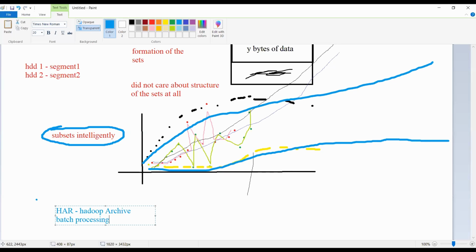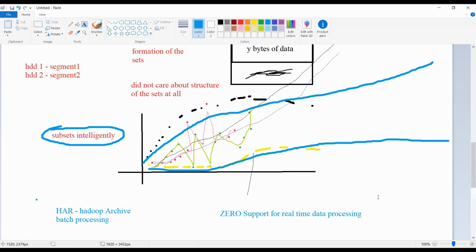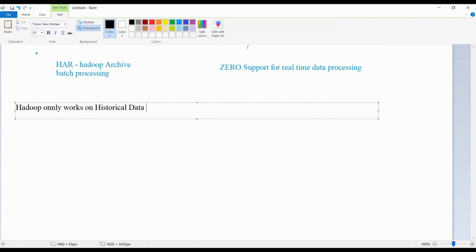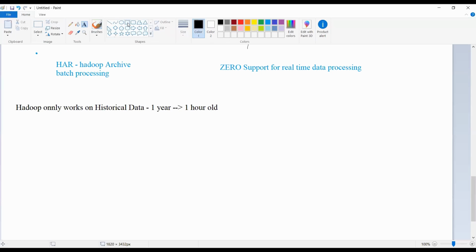That we are talking about latency, we are talking about batch processing, and so on. So that comes as one category of problems: the division of subsets and no real smart work. The other problem is that there is absolutely zero support for real-time data processing. Hadoop cannot support real-time data processing. Absolutely not. Zero. Hadoop will only work on historical data. This historical data can be 1 year old, can be 1 hour old. Real-time data processing has absolute zero support, and which is terrible.